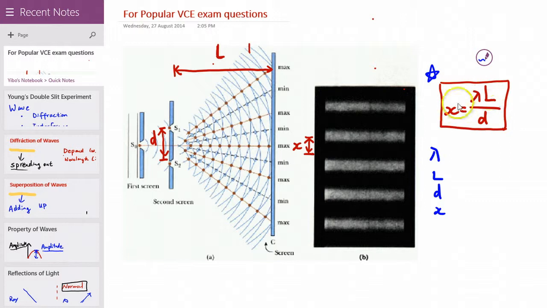So what this tells me is, if I increase the length, if I put this wall further behind, x would increase from the mathematical point of view. If all other numbers are the same, if I increase L from the equation, my x would increase. So this means I have a wider spread of interference pattern.